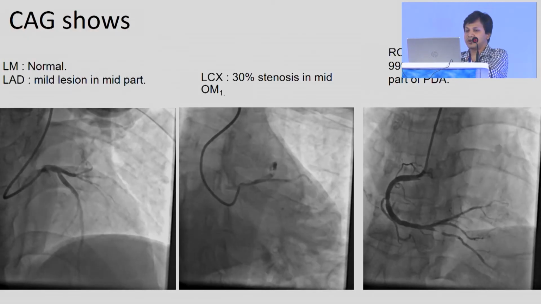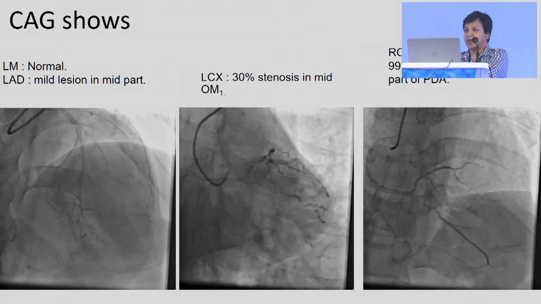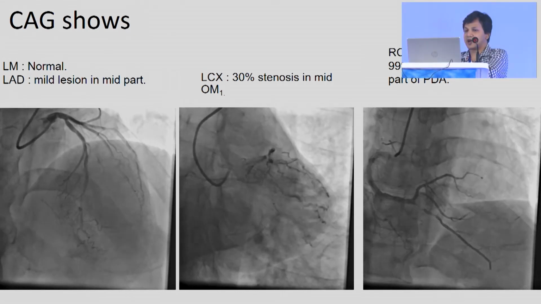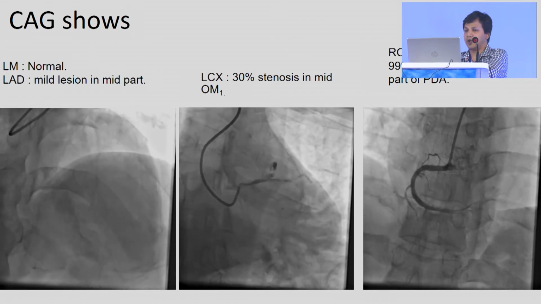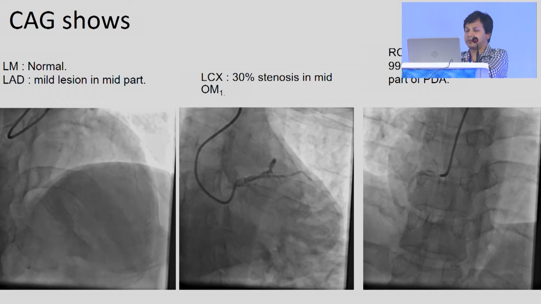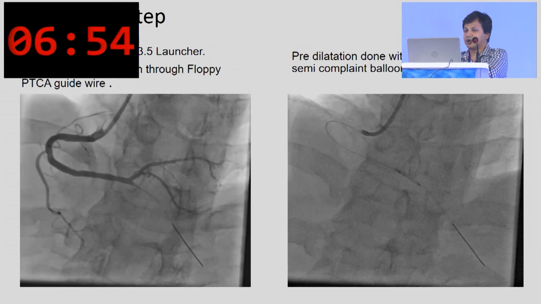Coronary angiogram was done and shows left main normal, LAD mild lesion in the mid part, LCX 30% stenosis in the mid OM, and RCA 99% stenosis in the proximal part of the PDA. And the procedure was done.